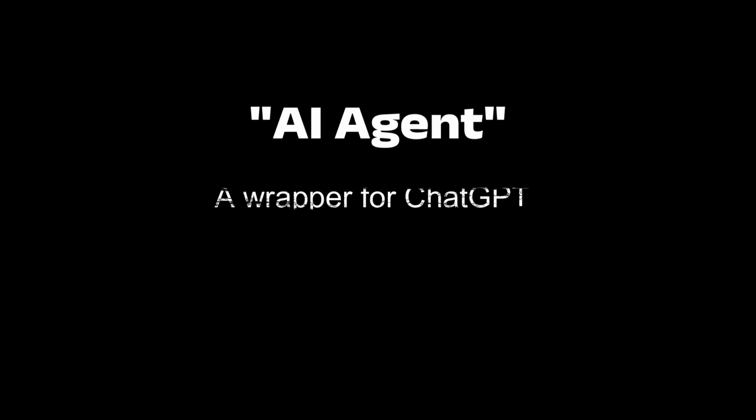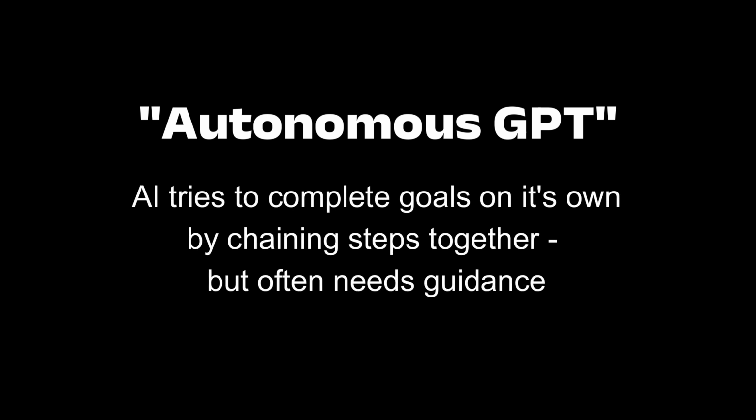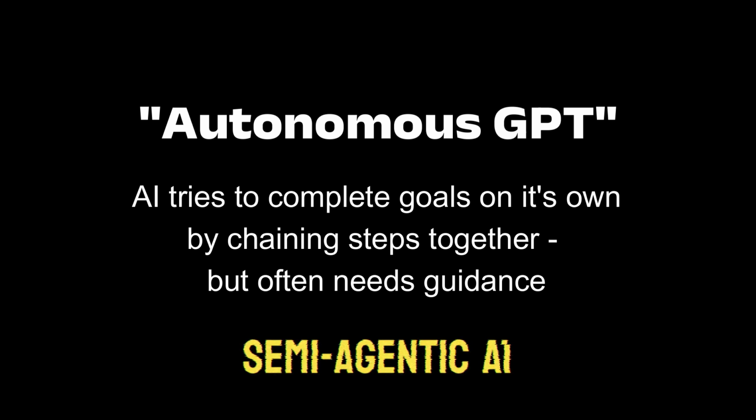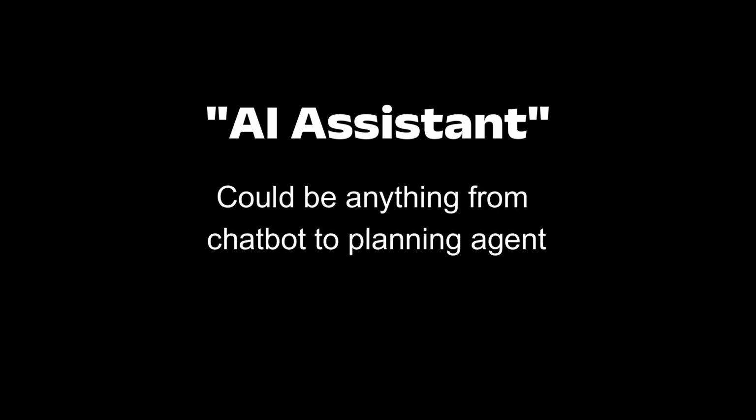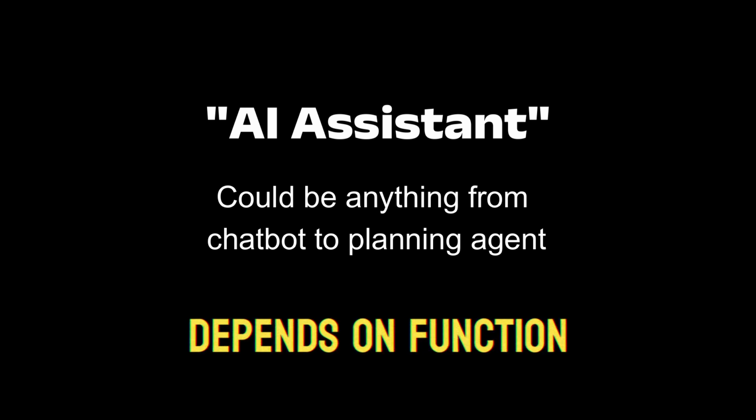You would have heard of the term AI agent, which usually means just a wrapper for ChatGPT, and this is often semi-agentic. You would have heard of the term autonomous GPT, which usually means an AI that tries to complete goals on its own by chaining steps together, but often gets stuck or needs guidance from a human. So what's this? That's right, it's semi-agentic at best. And of course, you've probably heard of the term AI assistant, which could mean anything from a chatbot to a planning agent. So this depends entirely on the function it's doing. It could be any of those things.